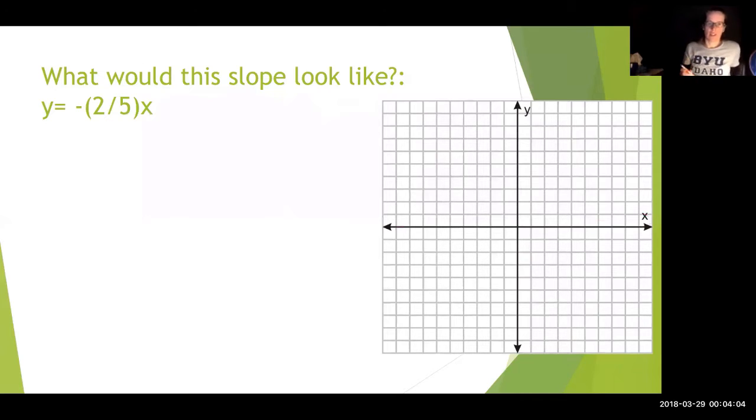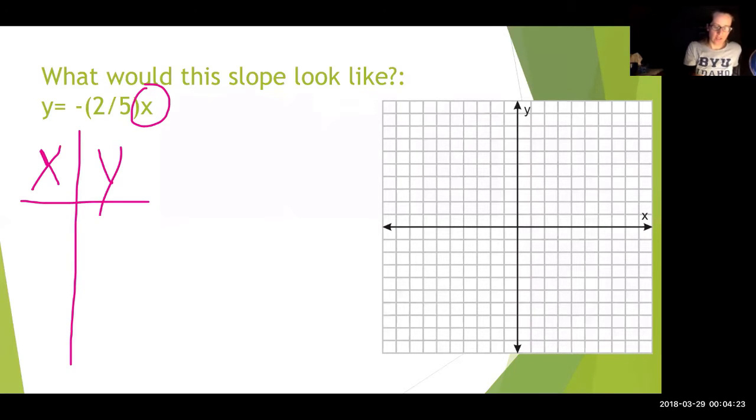What would this slope look like? All right, again, we have an equation. We're almost done. I think this is the last problem we're going through. Oh, there might be one more. What would this slope look like? We have to make an XY chart. Notice there's an X here. So we're going to pick an X that's 0. We're going to find 2 points, and then we're going to figure out the slope.